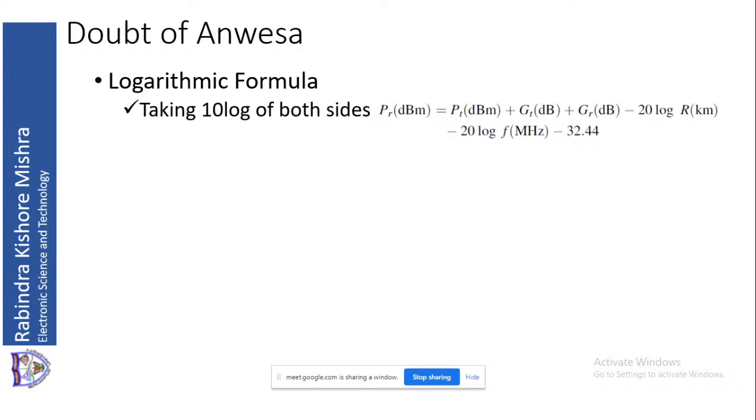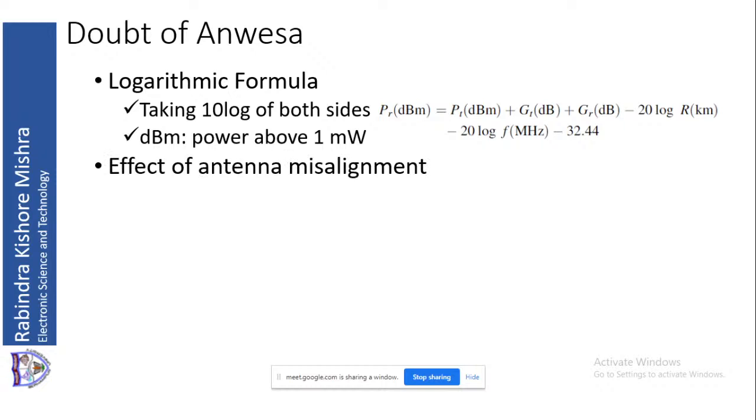This 32.44 comes from 4 pi, and F comes from this lambda, then R remains as it is. These are in the denominator term, so you get this. Now in this, what is dBm? dBm actually is the power above 1 milliwatt. But GT and GR are not power terms, therefore they are considered in terms of 1 watt.